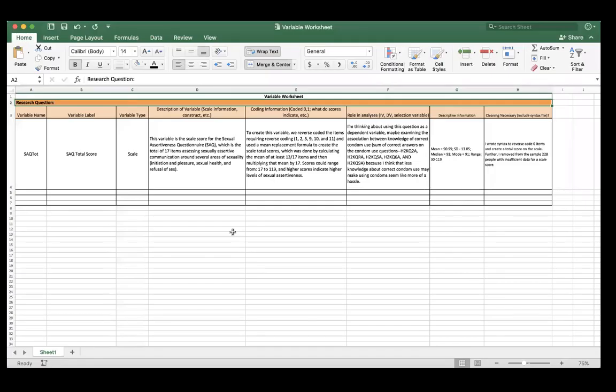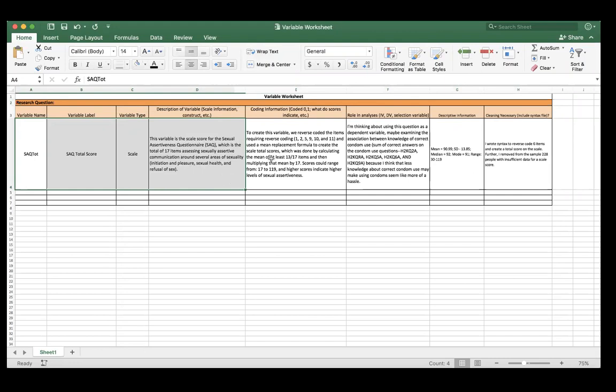The variable worksheet, I'm going to share screen with you all now. So the variable worksheet here has your variable name in there. I want you to put your research question up here at the top, just as a reminder. And then you'll put in your variable name, your label, what type of variable it is. Give me a sense of what that variable is. So I put the sexual assertiveness one. This is from last year's example. But this is a scale that's 17 items.